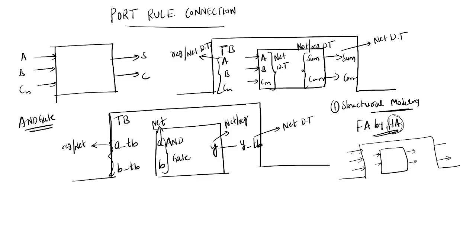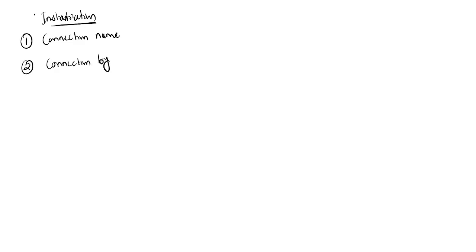Okay, so here suppose connection by name is there. There are two types of instantiation. One is connection by name, and the next is connection by position with order list. Connection by position with order list.